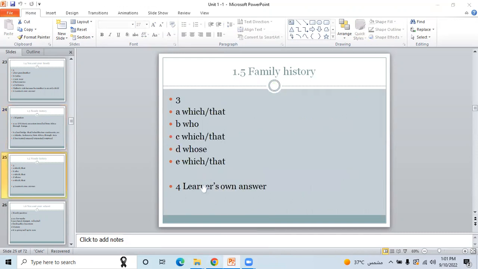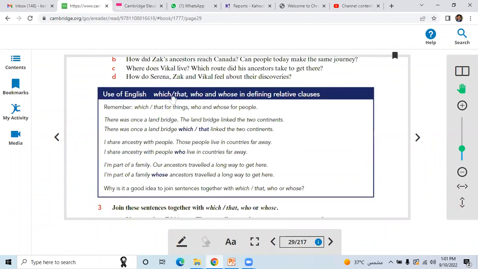All right, here you can see the use of English: which, that, who, whose, in defining relative clauses. So remember, which and that for things, and who and whose for people. For example, there was once a land bridge. The land bridge linked the two countries. So here we will use that: there was once a land bridge which linked the two countries, or that linked the two countries, right? Here we're talking about a thing, the bridge.